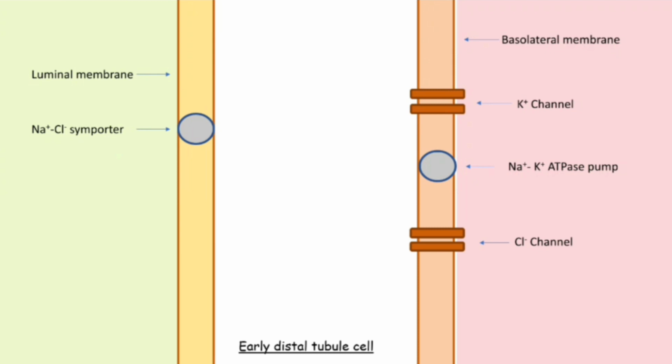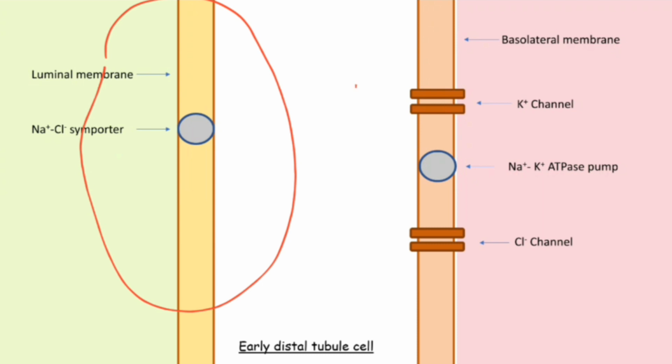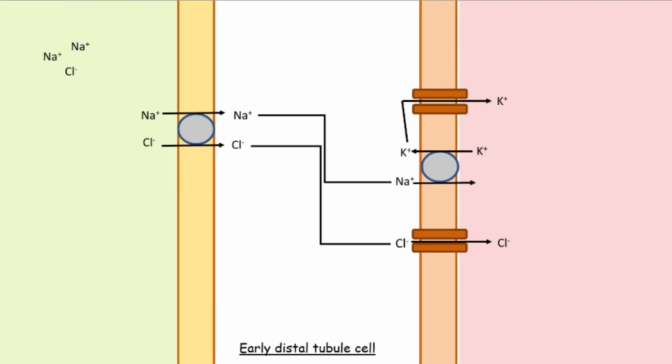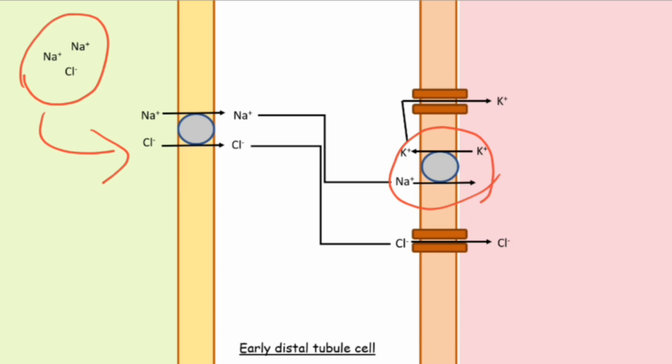So this is the diagram of an early distal tubule cell, where this side is the luminal membrane and this side is the basolateral membrane. This is the sodium chloride symporter on the luminal membrane. This is the sodium potassium ATPase pump on the basolateral membrane. This is the potassium channel and this is the calcium channel. So generally, as you can see, from the urine, ions such as sodium and chloride enter through the sodium chloride symporter. Then sodium exits through the sodium potassium ATPase pump and chloride exits through the chloride channel.